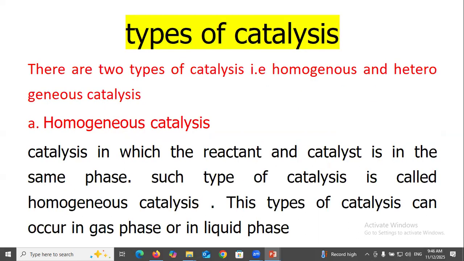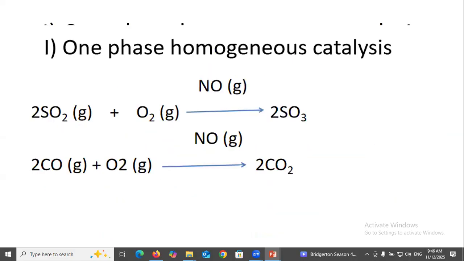Types of catalysis. There are two types of catalysis: homogeneous and heterogeneous catalysis. Homogeneous catalysis is one in which the reactant and catalyst are in the same phase. Such type of catalysis is called homogeneous catalysis. This type of catalysis can occur in the gas phase or in the liquid phase. One-phase homogeneous catalysis, for example, sulfur dioxide and oxygen in the presence of nitric oxide produces sulfur trioxide.